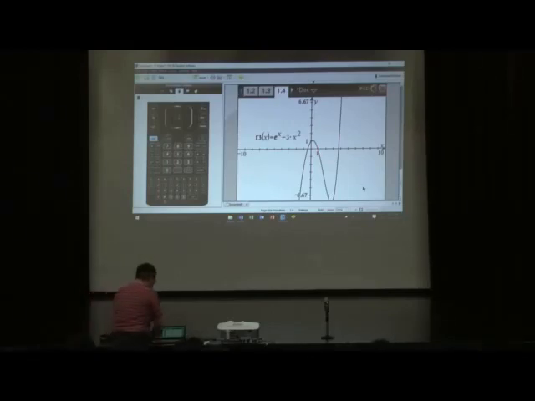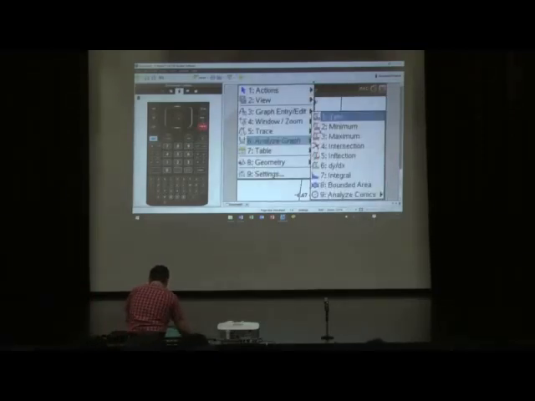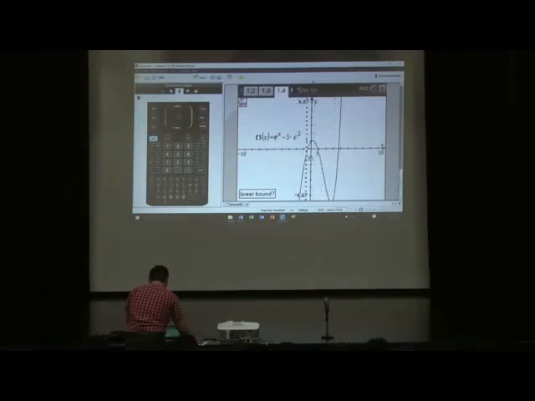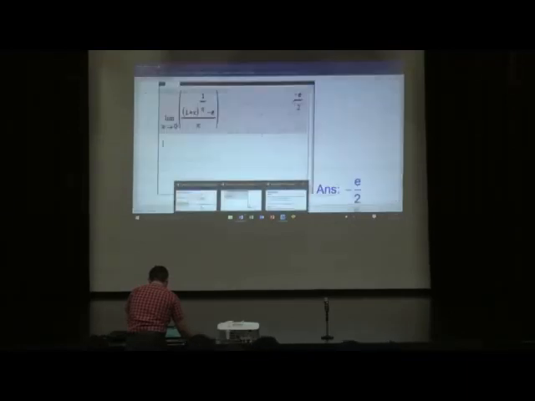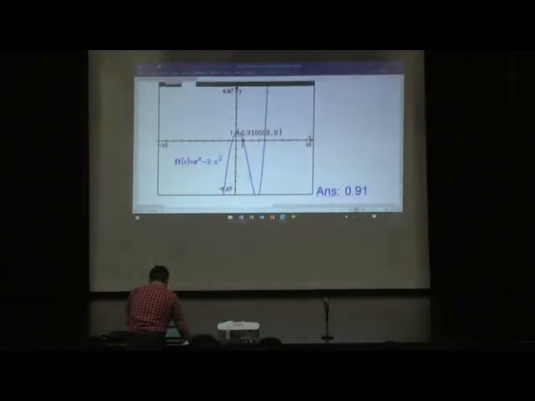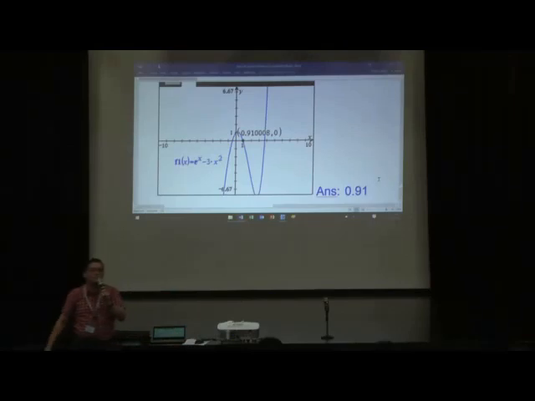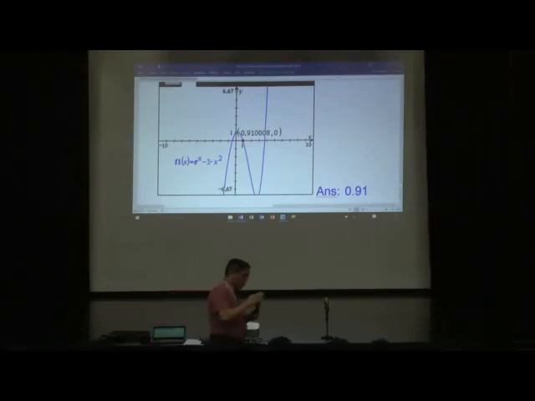If you want to calculate the exact value, just go to menu, then analyze graph, and go to zero, then select and select. You get 0.910. So that's the answer for the second question. The answer is C. Maybe we just try one more.